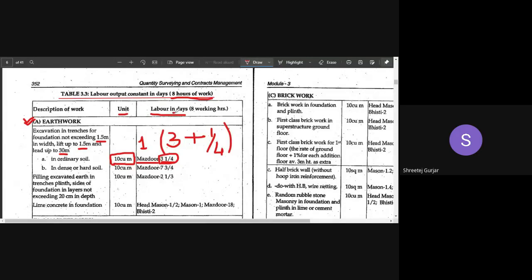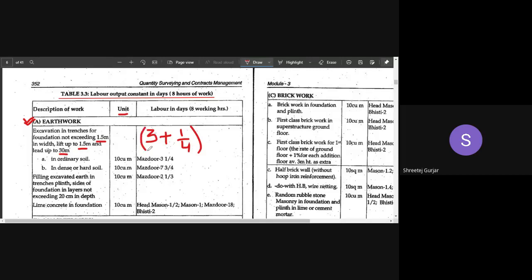So labor in days, meaning these many days are required for one mazdoor to complete 10 cubic meters of work. Clear? Is it clear? 3 1/4, is it clear? This is very basic. You have to understand this. So 3 days plus 1/4 day.